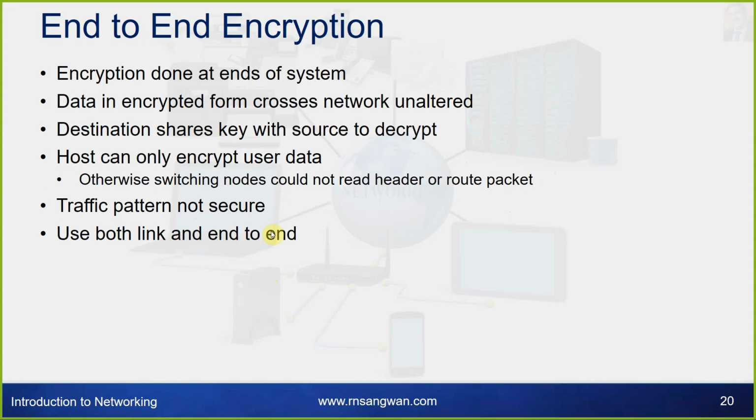End-to-end encryption. Encryption is done at the end of the system. Data is encrypted across the network unaltered. The destination shares the key with the source to decrypt. The host can only encrypt user data, otherwise switching nodes could not read the header or route packets. Traffic pattern is not secure. Use both link and end-to-end.